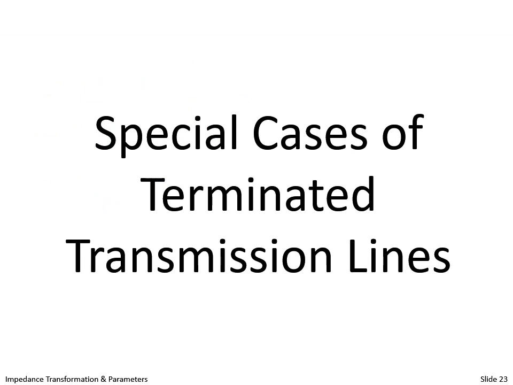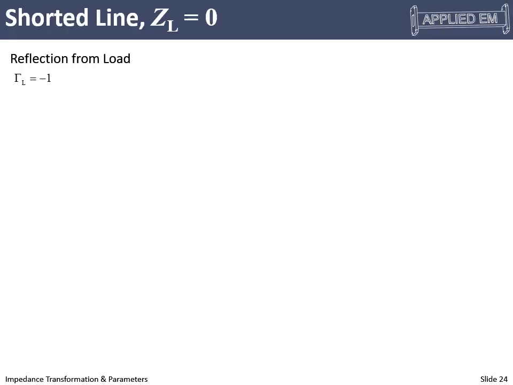Let's end this with a quick summary of different special cases of terminated transmission lines. The first is the shorted line. This is where the load impedance equals 0. In this case, the reflection coefficient will be -1.